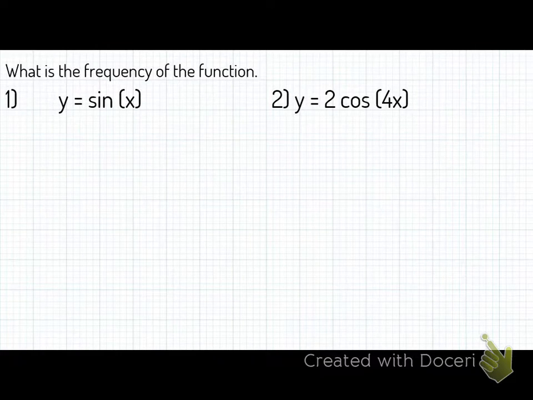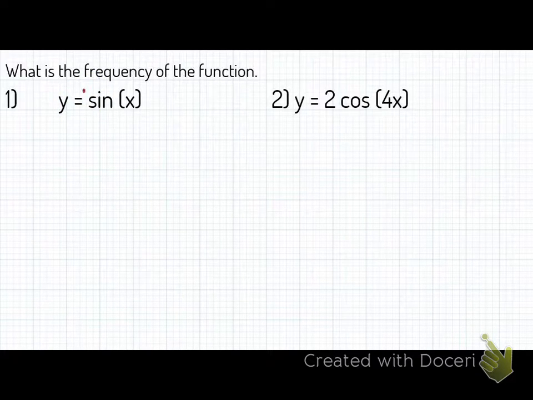So what is the frequency of the function? So this was the basic function from last week, a basic sine function. So what is the frequency? The first thing you need to do is figure out what the period is of the function, okay? So what is a in this function, everyone? What's a here? 1, right?